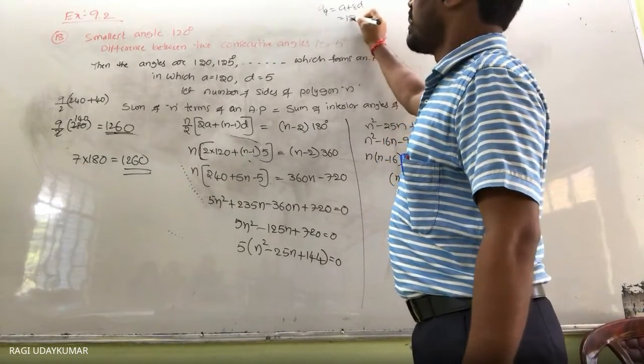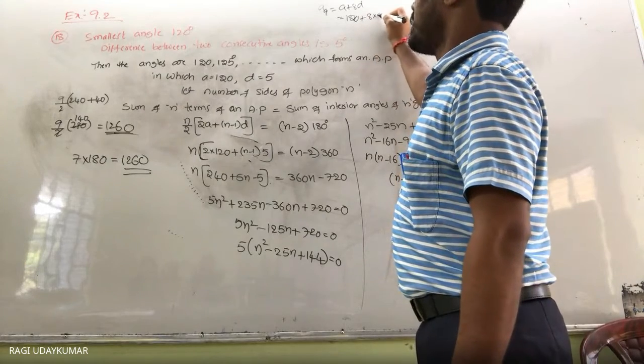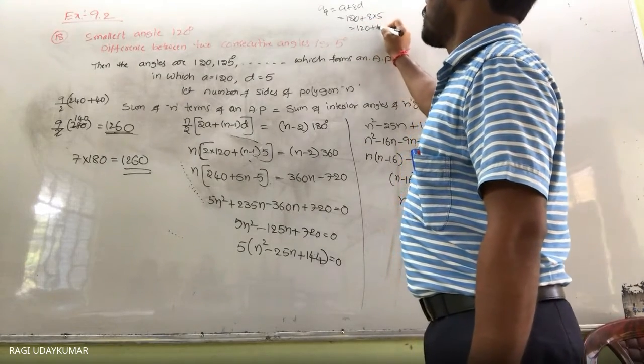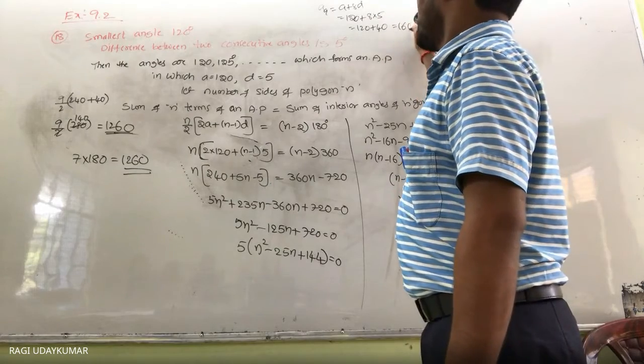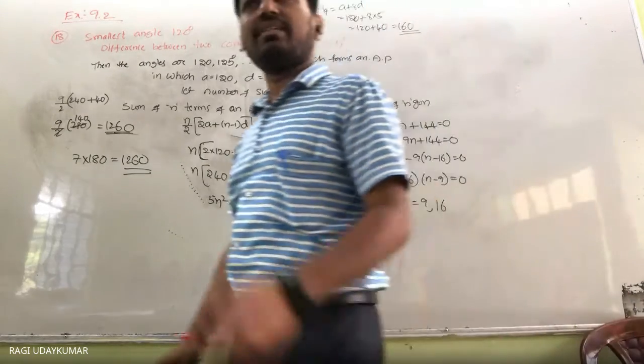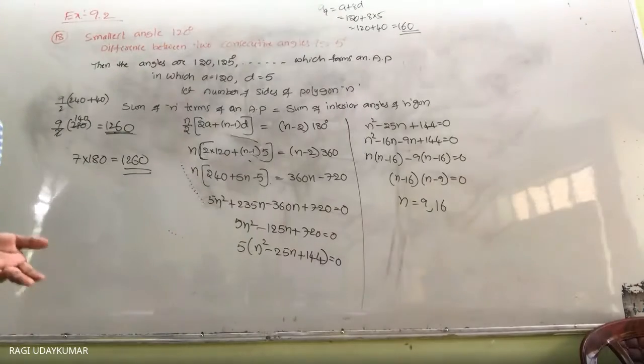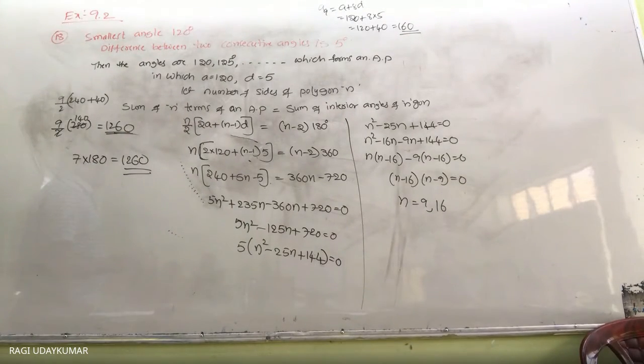So a is what here? 120. 8d, d is 5. So 120 plus 40, 160 degrees. 160 degrees, it is possible. Okay. 160 degrees तो possible है ना?